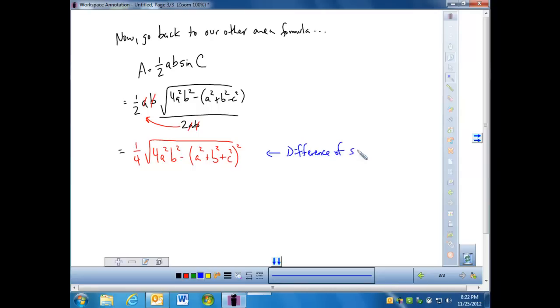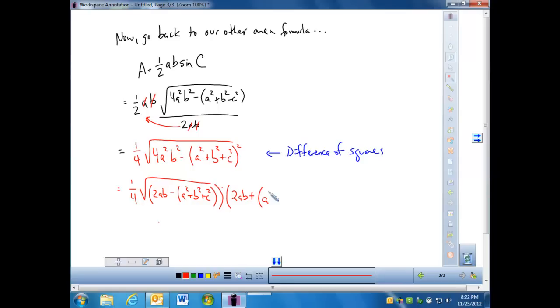And now if you notice there, that's a difference of squares. I can take 4a squared b squared and call that 2ab times 2ab. And the second part obviously is a square. And I'm just going to rewrite that now. I'm going to rewrite it, break it apart, unfoil it, if you will. And so I have 2ab minus that whole quantity times 2ab plus that whole quantity.